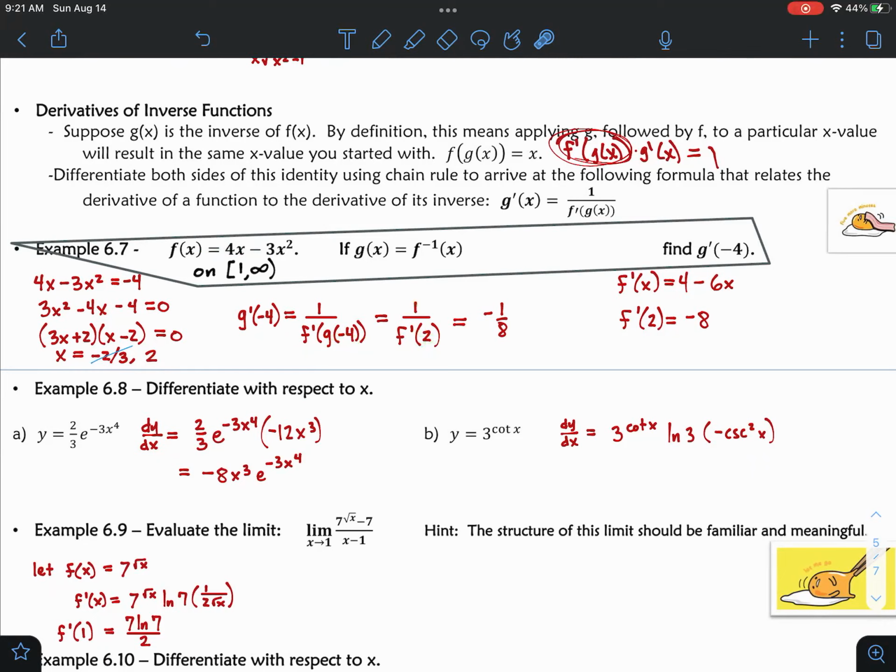So now I've got this thing down to 1 over f prime of 2. The rest of it's easy because we actually have an f function. I can easily then figure out what f prime is. I can plug a 2 into that. I can put that result back into my denominator, and there's your final answer.